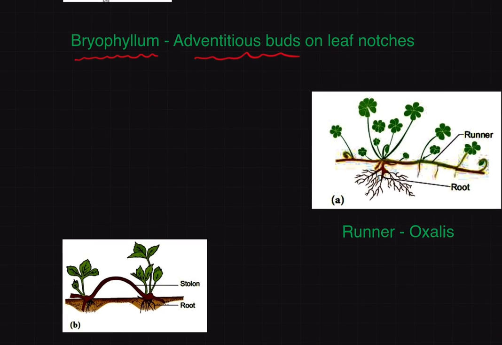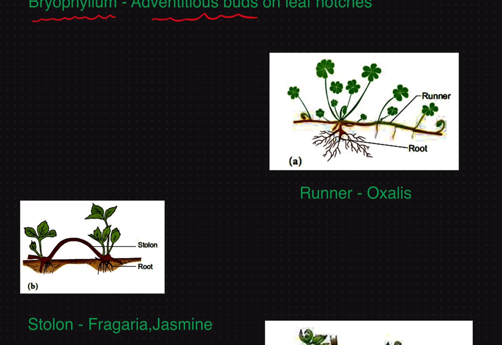Now, let us see some other examples of modified stems. Here you can see the runner, an example is oxalis. Runner is a modified stem that runs just below the soil. This location just below the soil is called subaerial stem modification. Example is runner, a continuous stem going on like this in a horizontal fashion.